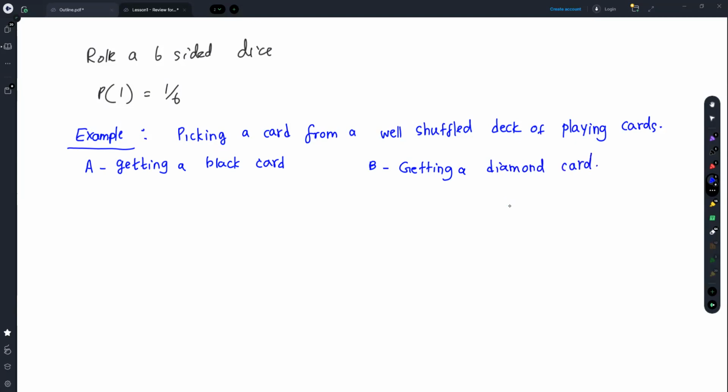So you are replacing the card, right? You pick a card, and then you put it back and shuffle and do the next turn, right? So something like that.